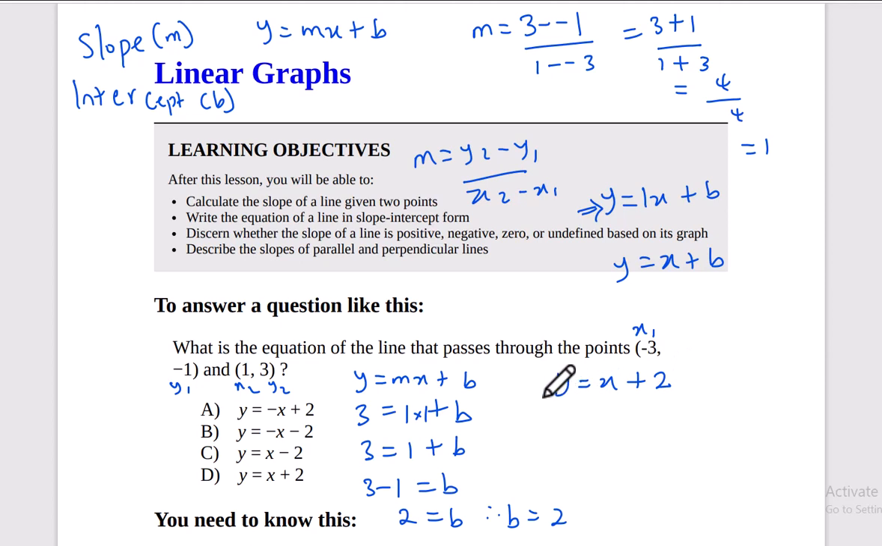And which of these matches? x plus 2 is option D. Option D matches, and that makes sense. So if you want to write the equation of a line, get to know the slope, get to know the intercept, then plug them into the y equal to mx plus b formula, and then you fix it. So we are done with that.